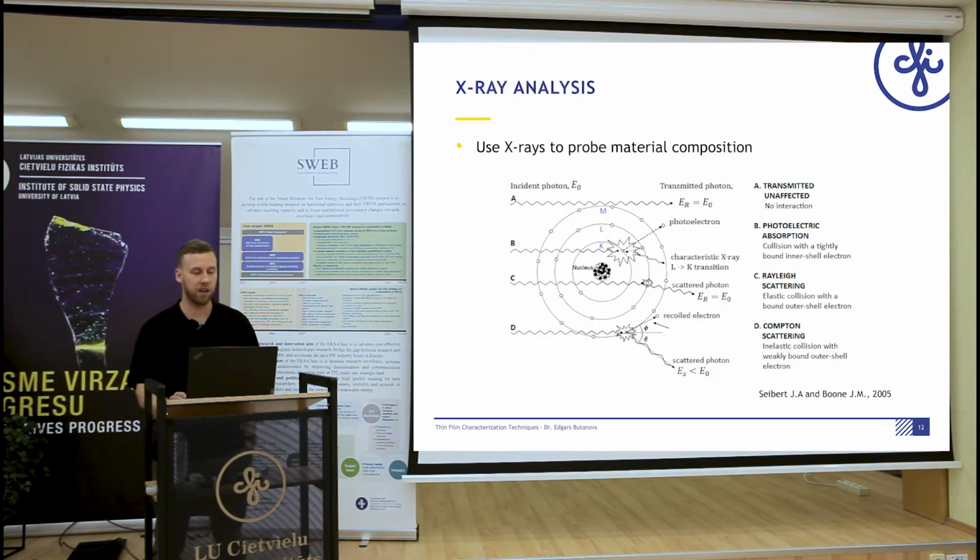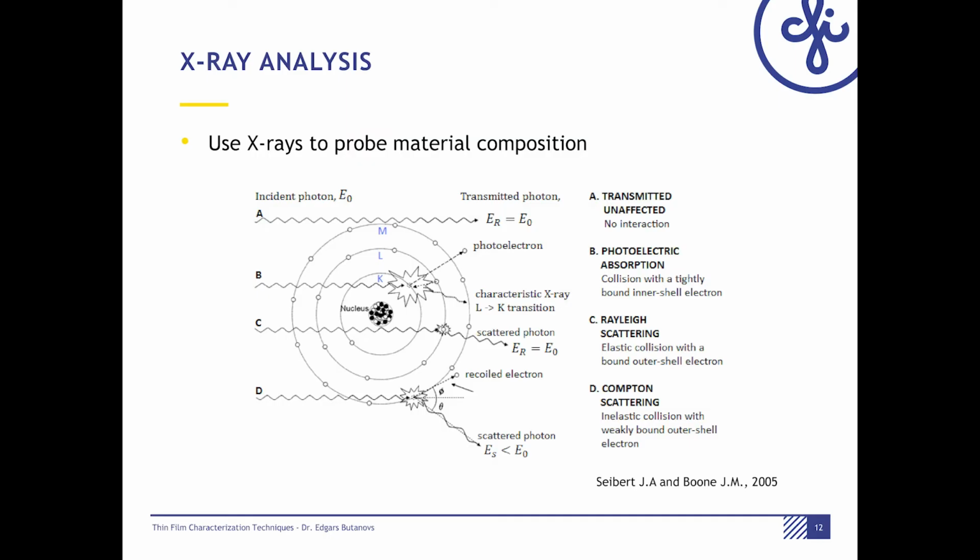From electromagnetic radiation, one of the most common things is to use X-rays. X-rays are commonly used to probe material composition. If we irradiate our sample with X-rays, the X-rays can either be transmitted through unaffected, there can be photoelectric absorption, there can be Rayleigh scattering, and there can be Compton scattering. And each of these, except transmitted unaffected, can give us some information about our sample.